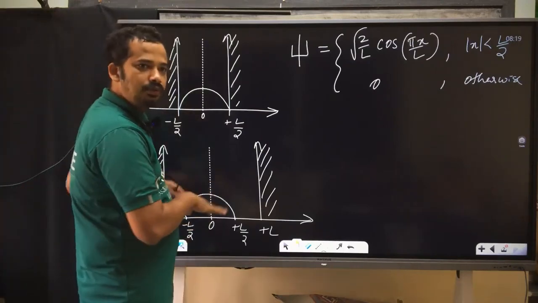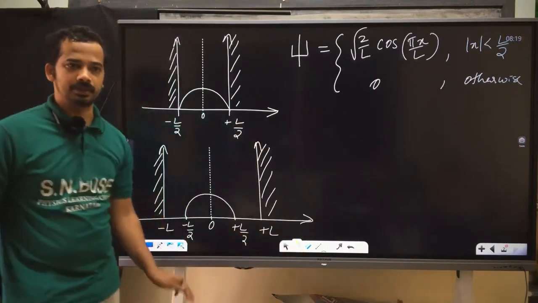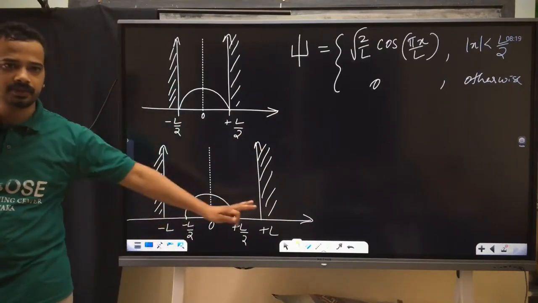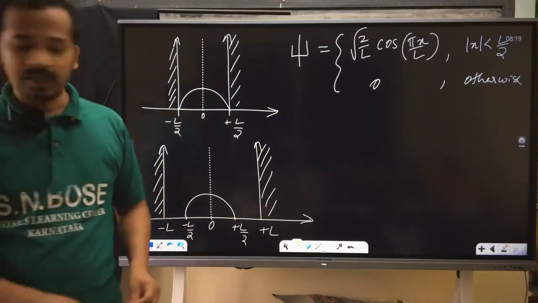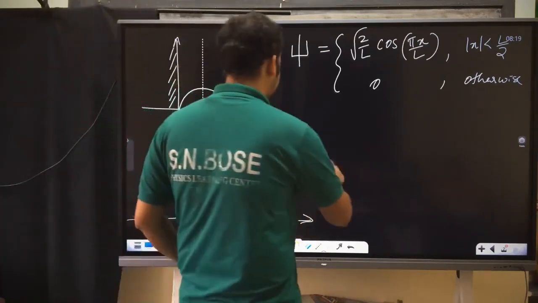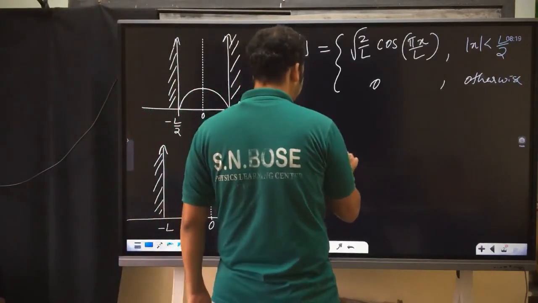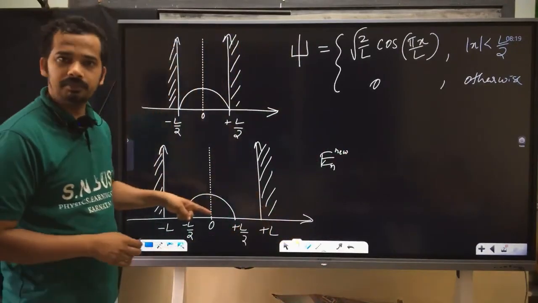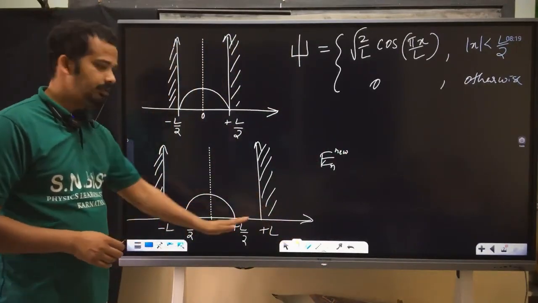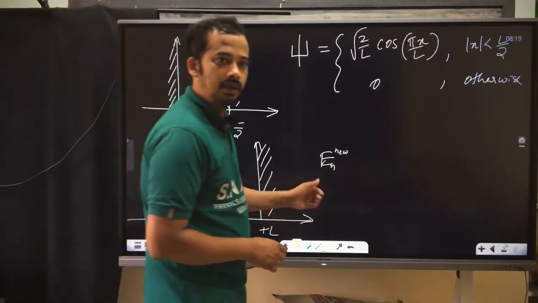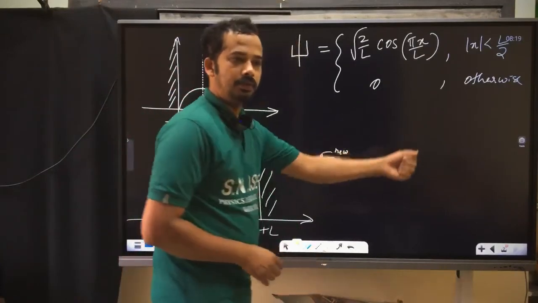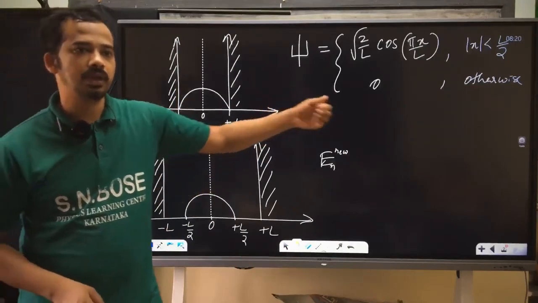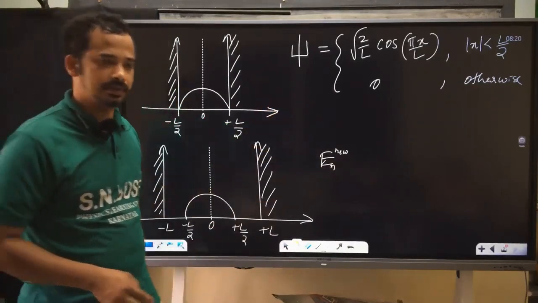Now you do the energy measurement immediately after the expansion of the wall. Once the new wall happens, what are your E n new? You are doing the measurement on the particle which is confined between minus L to plus L. The outcome should be the new box energy eigenvalues, and the state should collapse to the new box eigenfunctions. Is that okay?